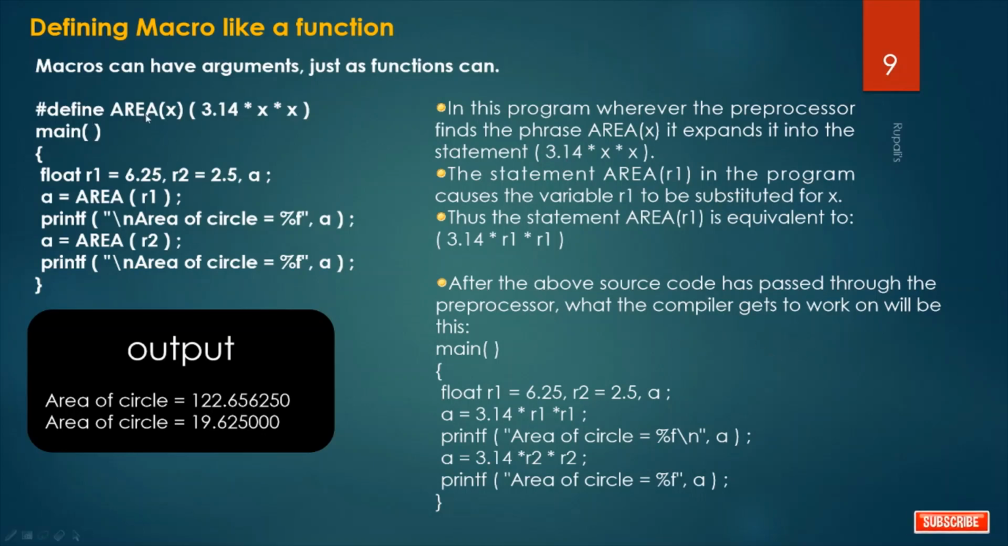See here, #define AREA(x) 3.14 into x. When I write R1 equals 6.25 and R2 equals 2.5, and A equals AREA(R1), this AREA(R1) will be replaced by 3.14 into R1, and the R1 value is 6.25. So after calculation we get the result. In the same way AREA(R2) will be replaced by 3.14 into R2, and the R2 value is already initialized, so we get the result. So sometimes a macro works like a function and we get the corresponding output.